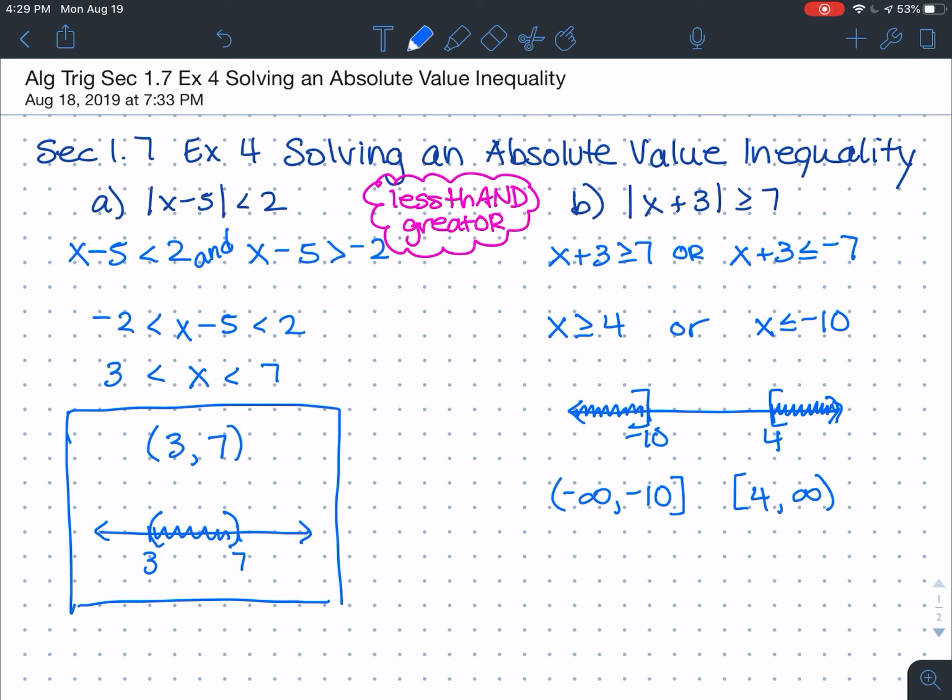And in interval notation, remember, if you have 2 different intervals, you connect them with a union symbol. A union symbol looks like a U, but there's no tail on it. And then there's your answers here. And that's how you solve an absolute value inequality.